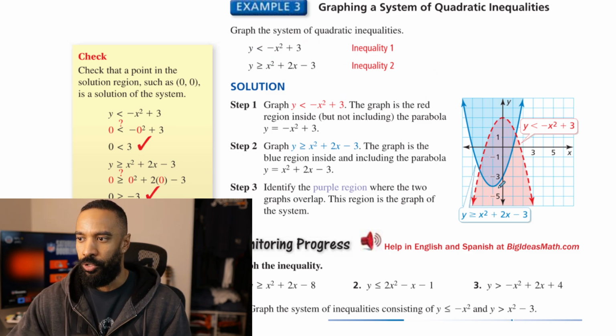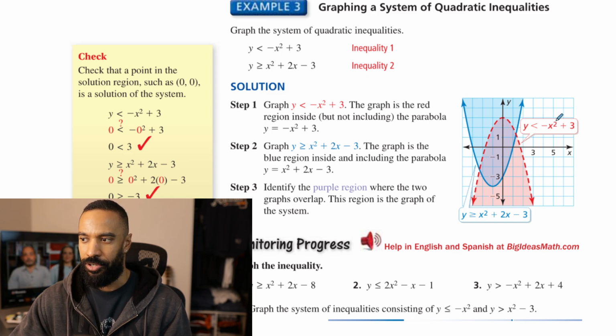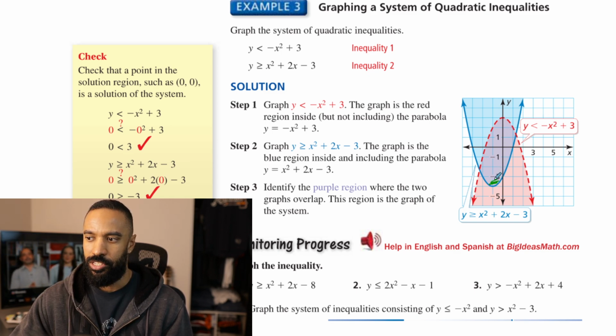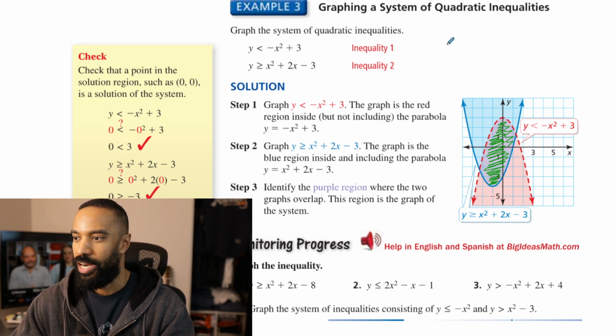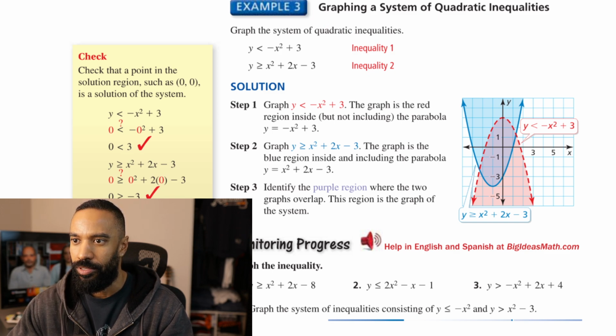And then the one in blue, I can tell by the solid line, by the underneath, and the fact that that would be the vertex. This is their overlapping shaded region right here, which does include the point, say, 0, 0. Oh, they said identify the purple region. Let me do it as purple.